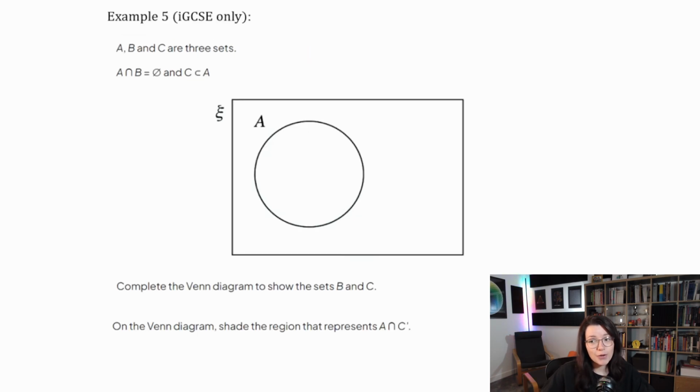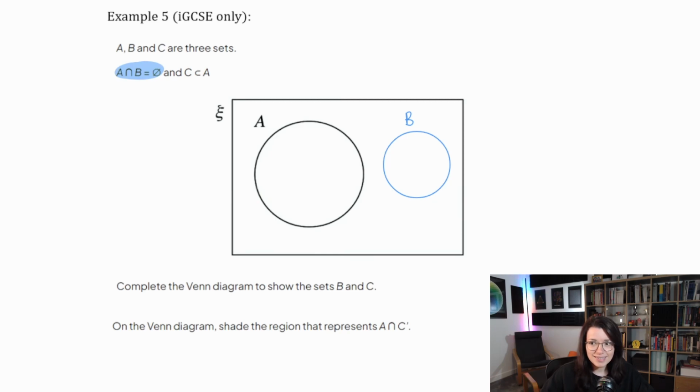Last example, only relevant for if you're doing the iGCSE. So it says A, B, and C are 3 sets. The intersection of A and B is the empty set. That means essentially that A and B do not overlap each other or do not intersect each other. So if we're going to put that on the Venn diagram, you can draw B as a completely separate circle because they don't intersect each other.